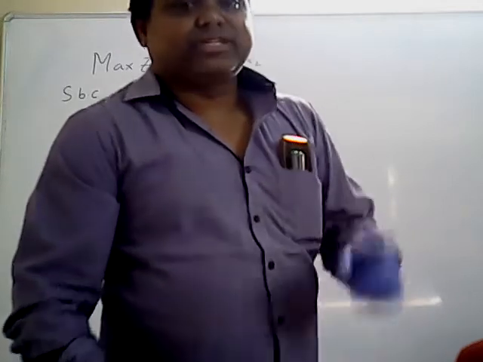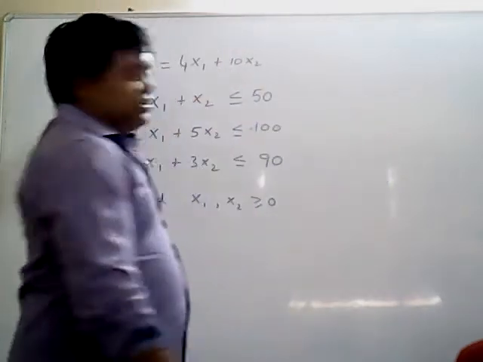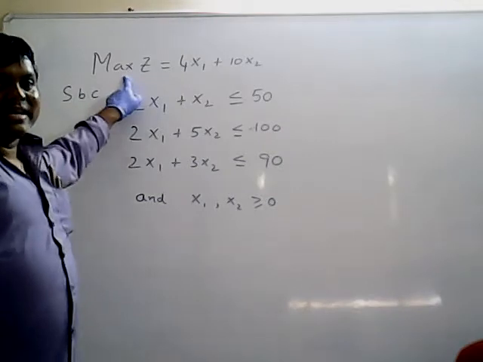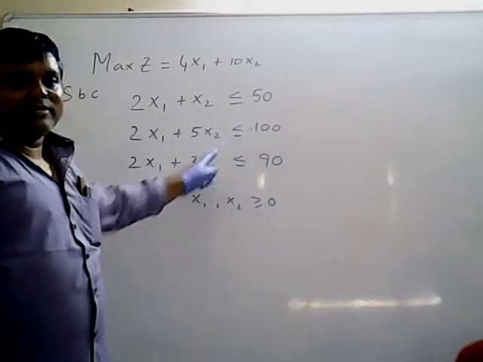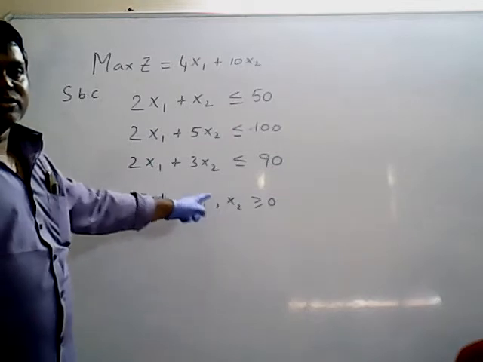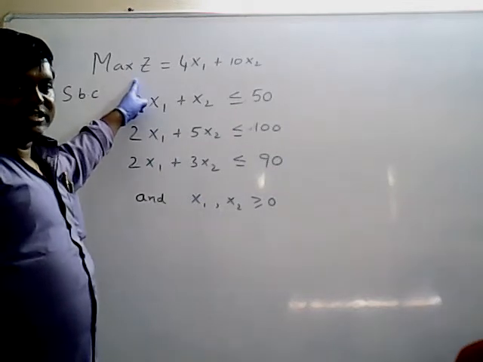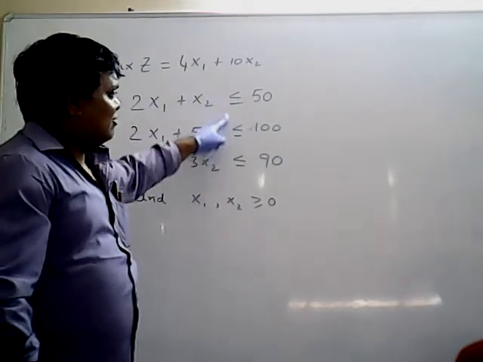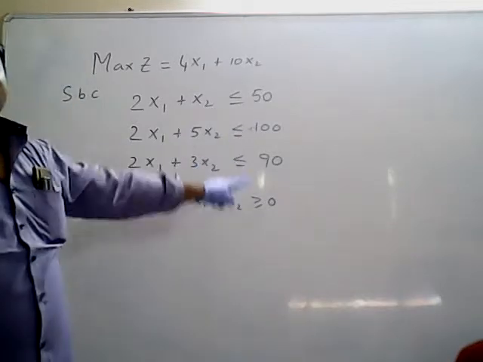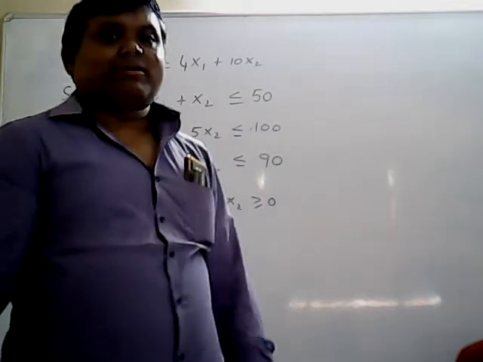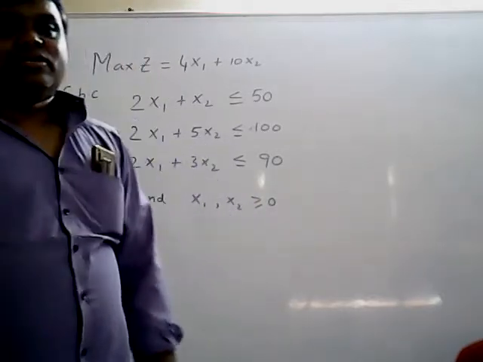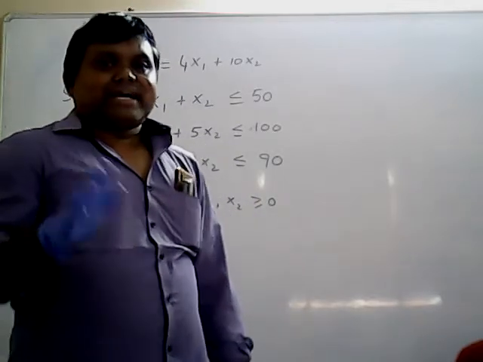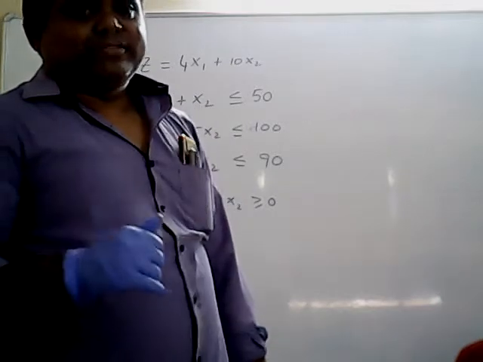What is the standard form? Standard form means objective function is maximization. That already I got maximization. Constraints are equality type and decision variables are non-negative. So that means already objective function is maximization. Only thing is I have to convert these inequalities into equalities. Then only you will get a standard form. So how will you convert the inequalities into equalities? There is a usage of slack variables and surplus variables if required.